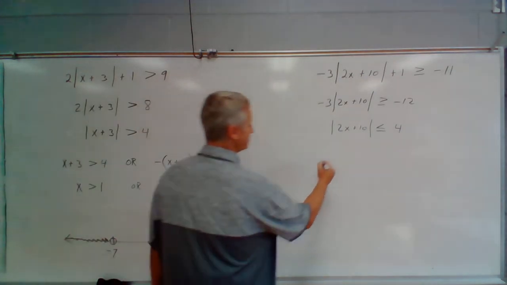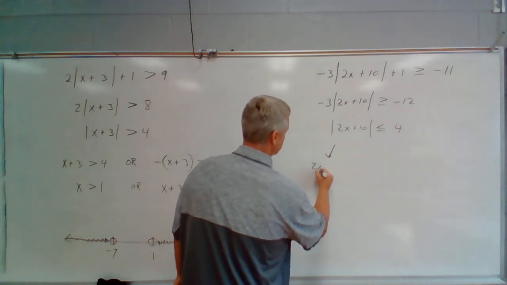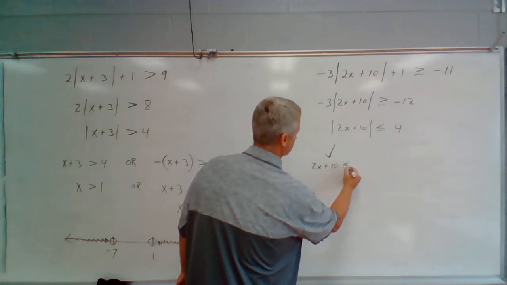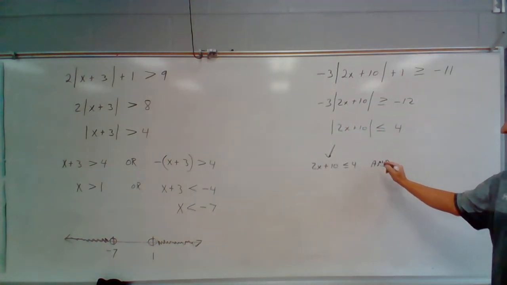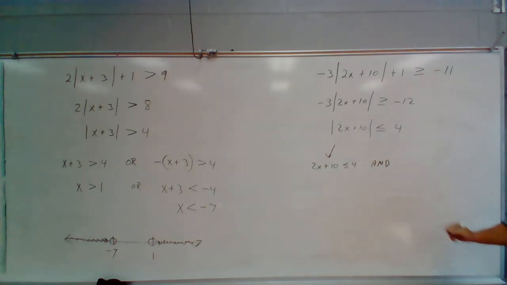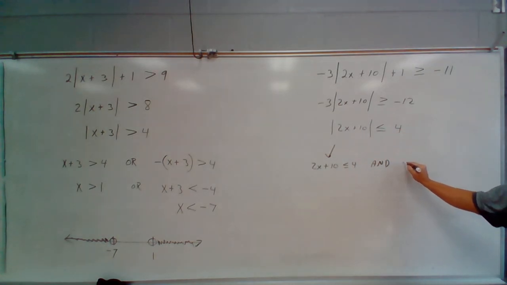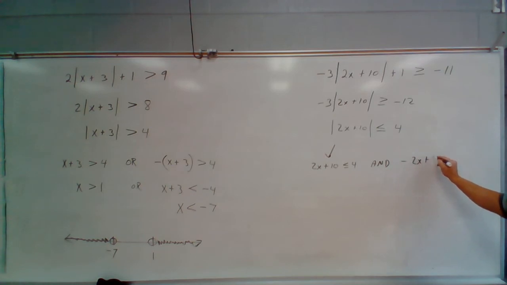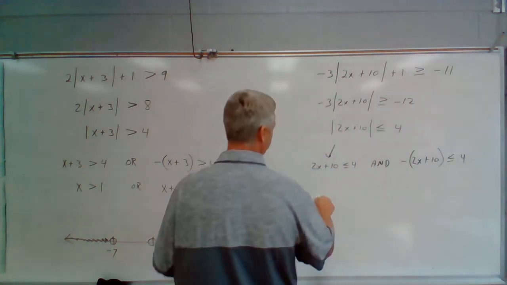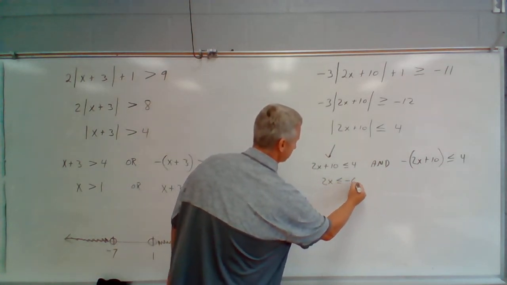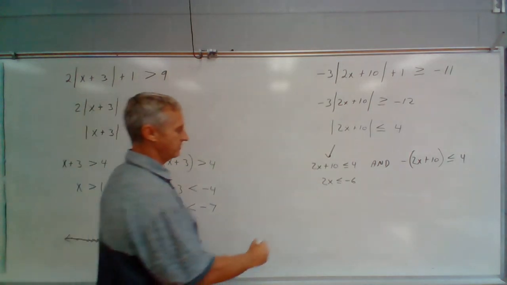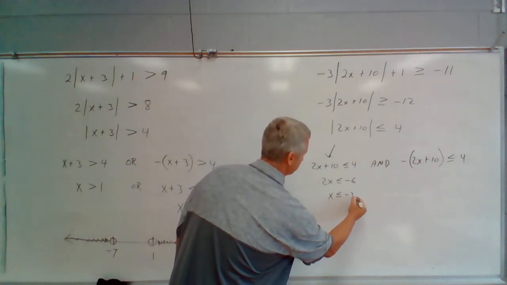Okay. Two possibilities. Either 2x plus 10 is less than or equal to 4. This is a less than, so this should be an AND statement. Absolute value of my x is less than, so it's AND. And negative 2x plus 10 is less than or equal to 4. All right, so solve this one. I'm going to subtract 10 from both sides. 2x is less than or equal to negative 6. Divide by 2. X is less than or equal to negative 3.